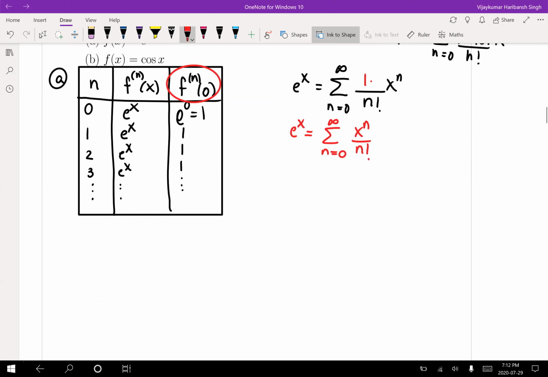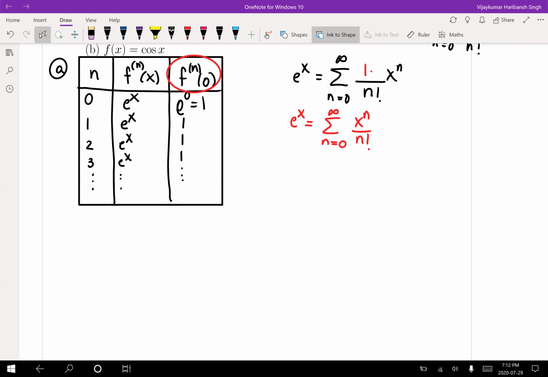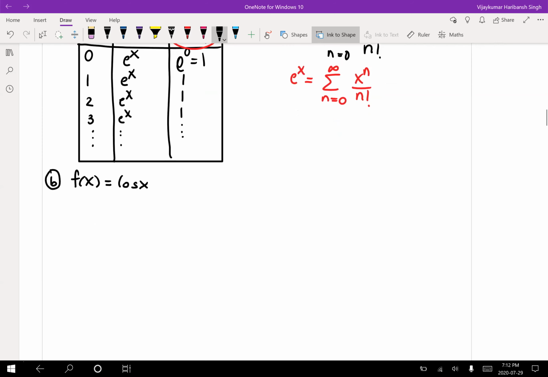So now let's repeat the same game with cosine x. Again, for part b, we want to find the Maclaurin series for cosine x. So we have f(x) equals cosine x. Again, let's try to compute for n.